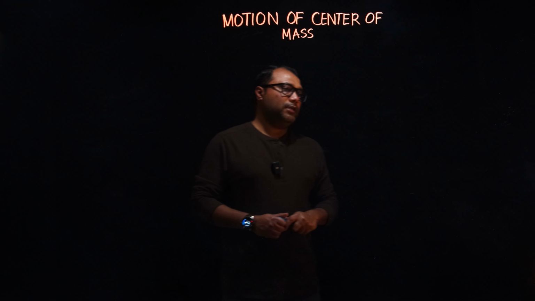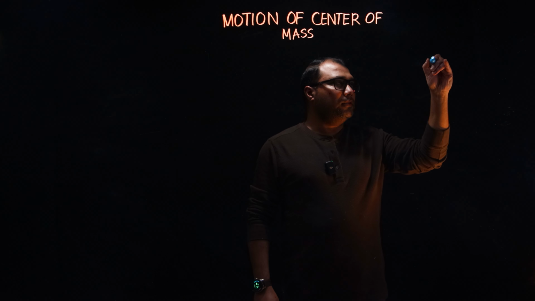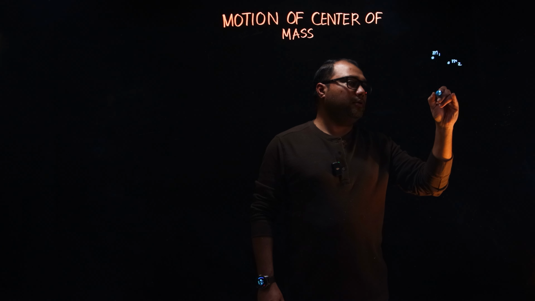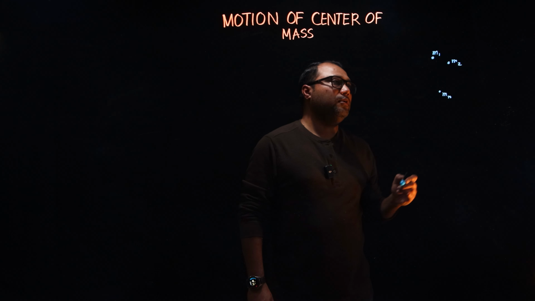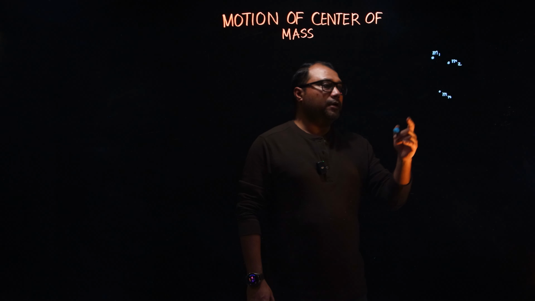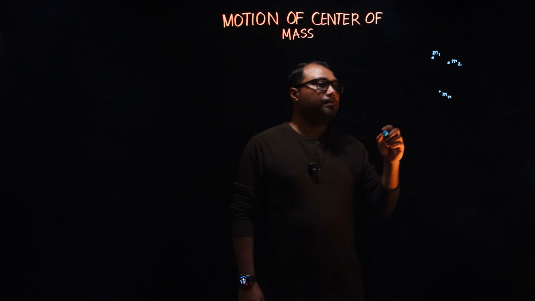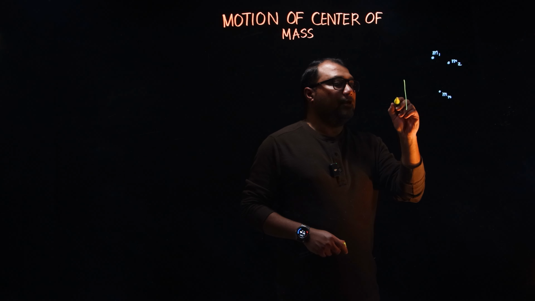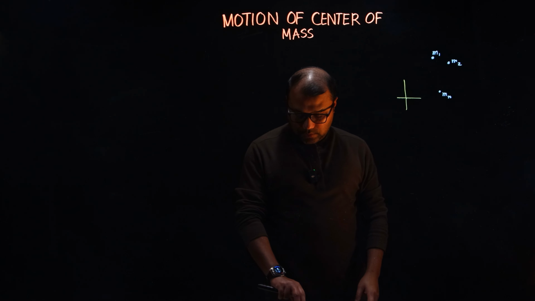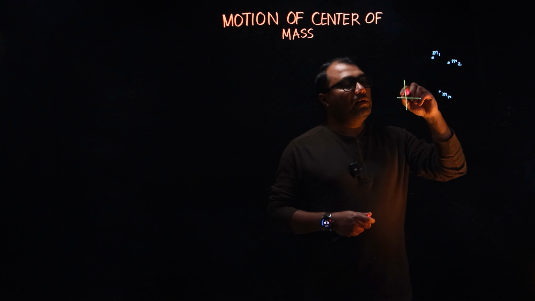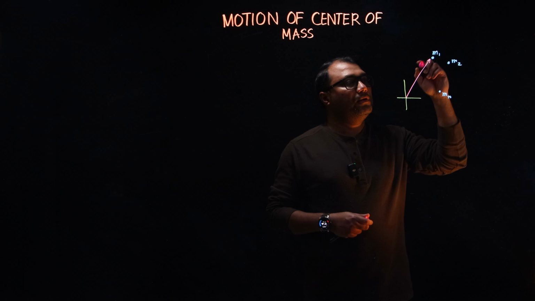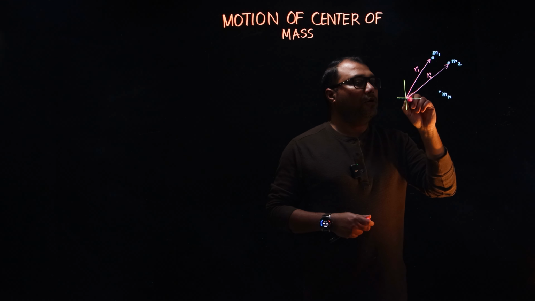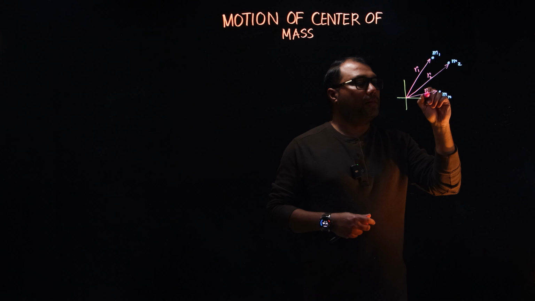If we have a system of bodies, let's say there is M1, M2, like that, we have n number of particles up until Mn, okay. And from a frame of reference, these bodies are at position vectors r1, r2, rn and such, okay.